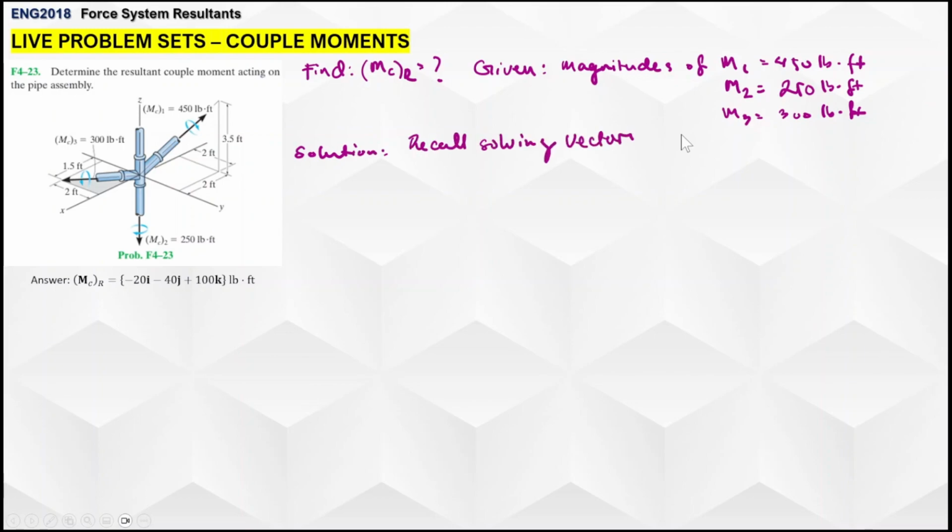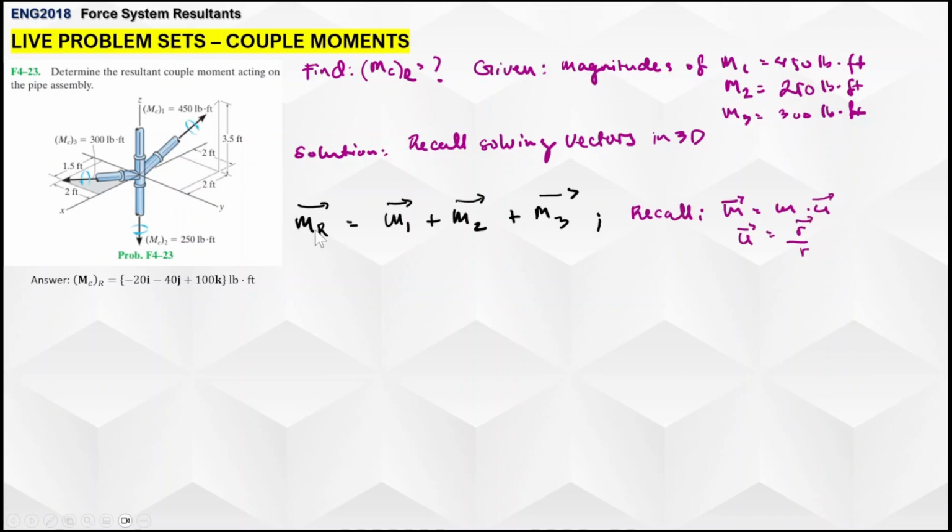So for the solution, I'll give you a clue. Recall solving vectors in 3D. All you have to do then is just express them in their Cartesian vector notation to arrive at the final answer of negative 20 i hat minus 40 j hat plus 100 k hat. And recall this equation where MR, the resultant vector, is equal to the sum of the individual vector components, in this case, moment vectors.